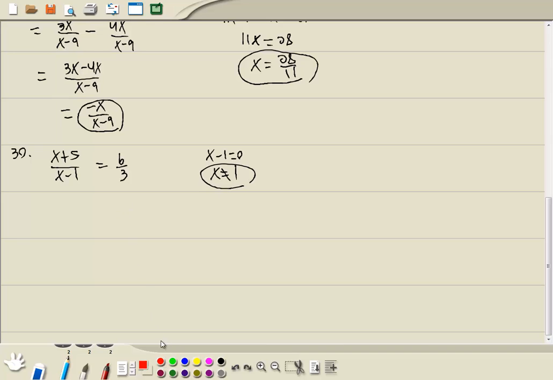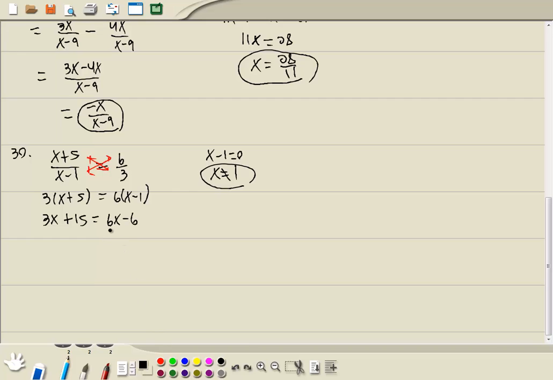Now, this is a proportion. Single fraction equal to single fraction, so I cross multiply. I could simplify that 6 over 3 first if I wanted to, but okay, so I'll take 3 times x plus 5 equals 6 times x minus 1, which gives us 3x plus 15 equals 6x minus 6.